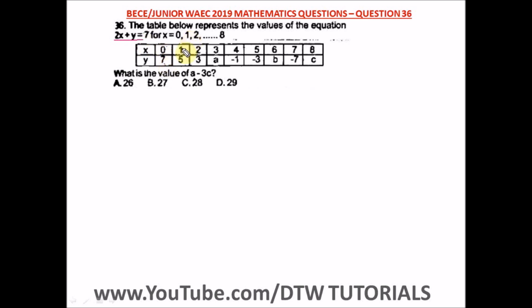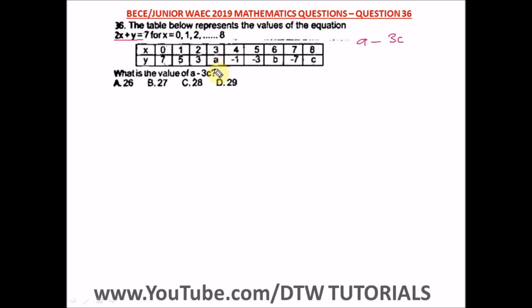When you put in x as 1 into this equation, you get 5 as your answer. Now it says, what is the value of a minus 3c? Okay, so where is c? This is c here and this is a here. So this is an unknown value.